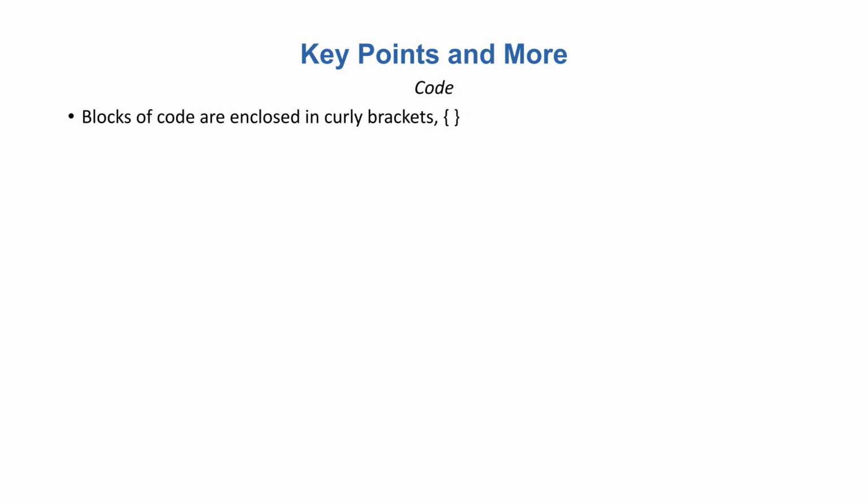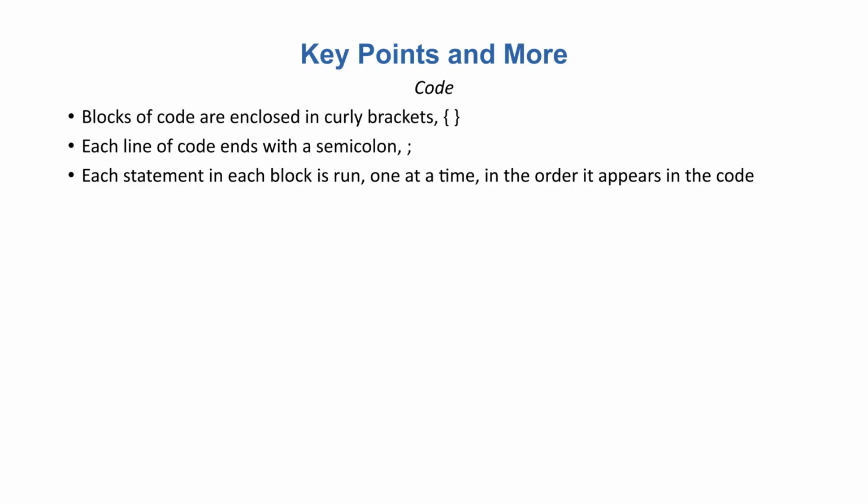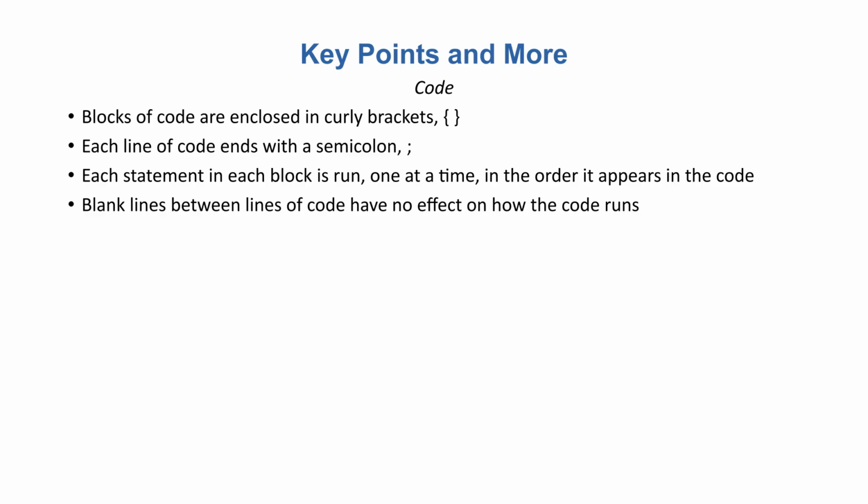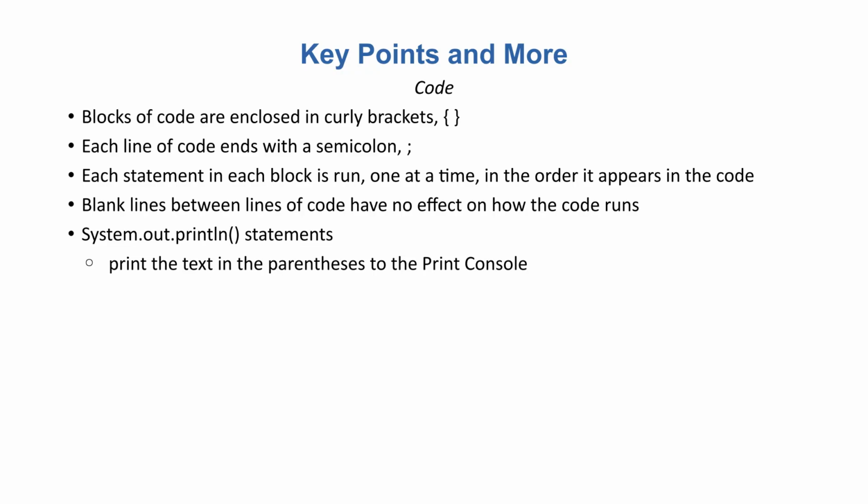Blocks of code are enclosed in curly brackets. Each line of code ends with a semicolon. Each statement within the curly brackets is run one at a time in the order it appears in the code. Blank lines between lines of code have no effect on how the code is run. Blank lines are added to make the code easier for you to read. System.out.println statements print the text in the parentheses to the console. Each System.out.println statement prints on a new line.